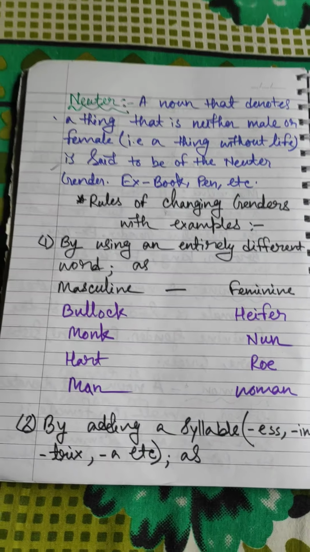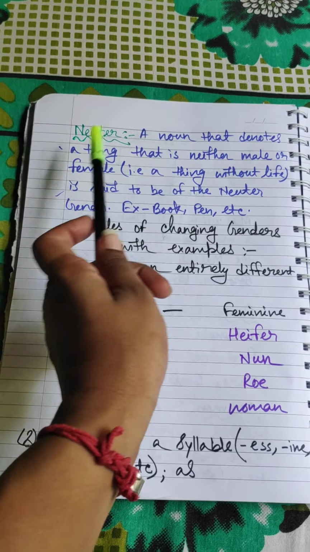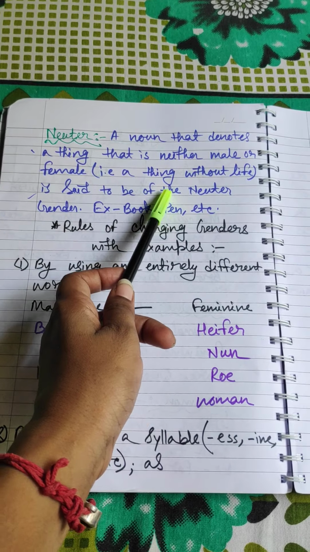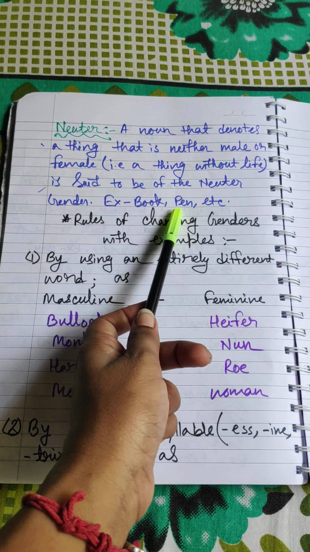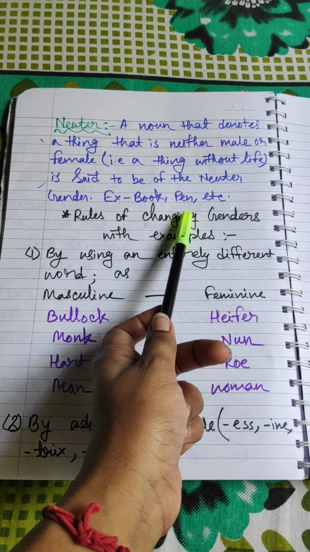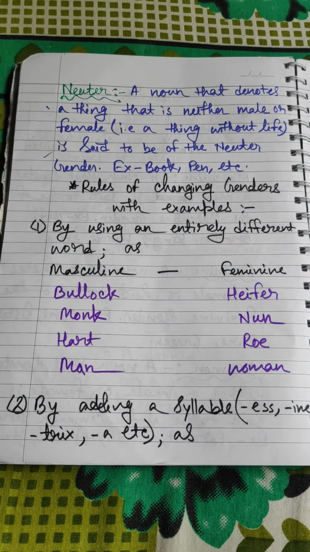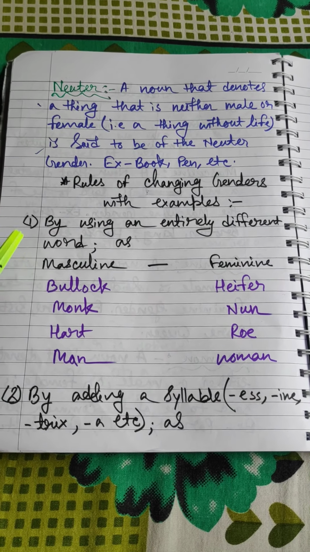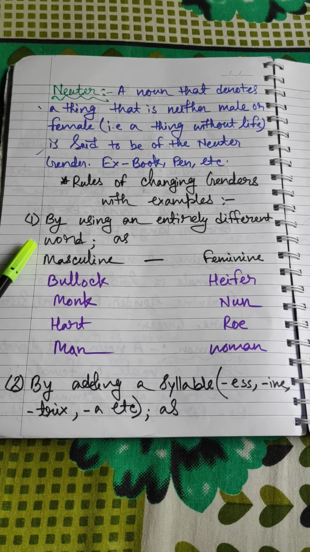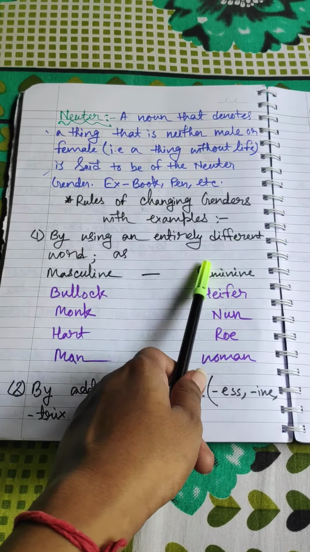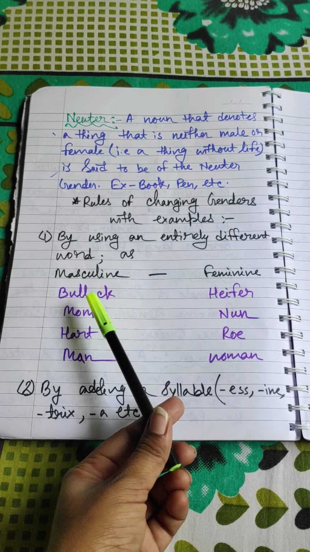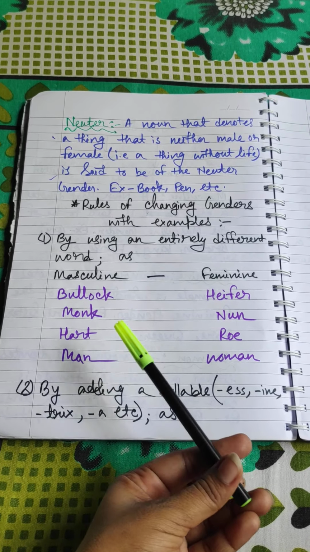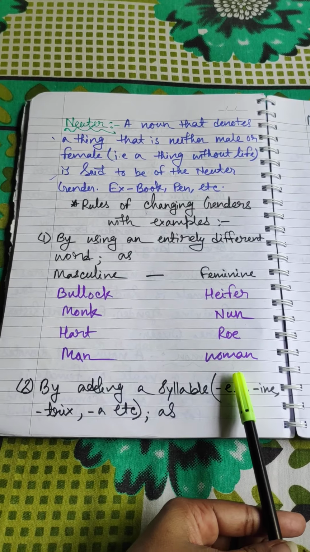Now neuter: a noun that denotes a thing that is neither male nor female, that is a thing without life, is said to be of the neuter gender. For example, book, pen, etc. Now I am going to discuss with you some rules of changing genders with examples. The first one: we can change the gender by using an entirely different word. For example, bull will be heifer, monk will be nun, hop will be row, man will be woman.